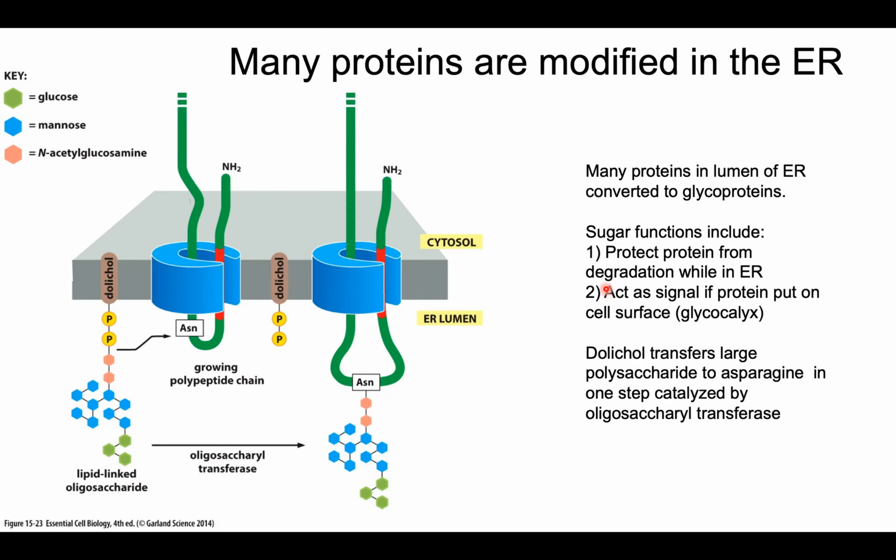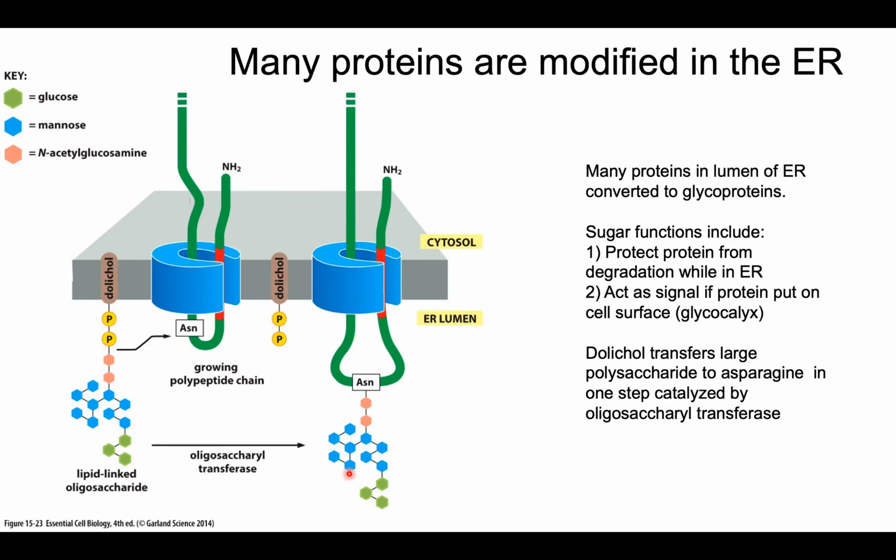And another function is that they can act as a signal if we're putting this protein on the cell surface. On the cell surface, often we have something called the glycocalyx, so kind of a sugar coating on the outside. And the makeup of these polysaccharides act as signals. They help with cell-cell signaling, and those often will end up on the extracellular side of the membrane.